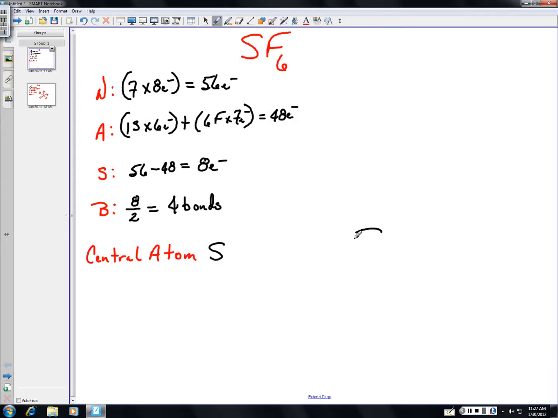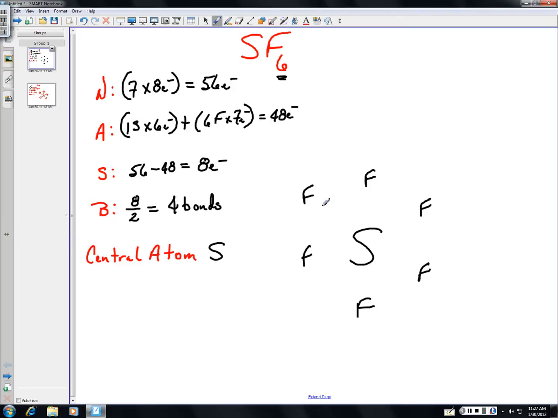So we're going to come over and draw sulfur. We're going to draw 6 fluorines around it in some symmetrical pattern. Now, here's the thing. You cannot add fluorines, and you certainly can't get rid of any fluorines from that formula. The formula says there's 6. You need to show 6 in your compound. So we've put in our central atom, and we've put our 6 fluorines around it.